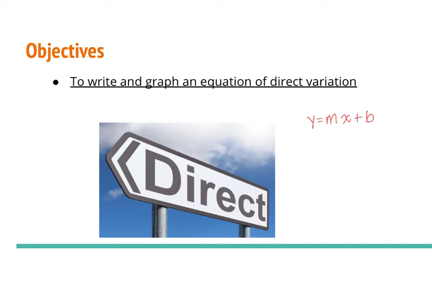Okay, so y equals mx plus b is normally how we see a linear equation, right? It's normally what we use as our template. Imagine b is 0. What would my equation be? If b is 0, what would my equation now be?